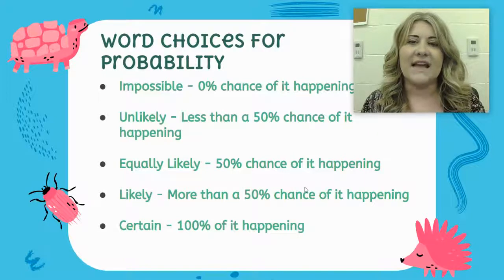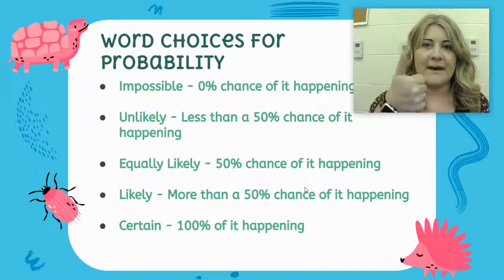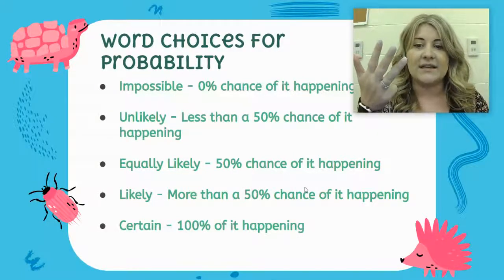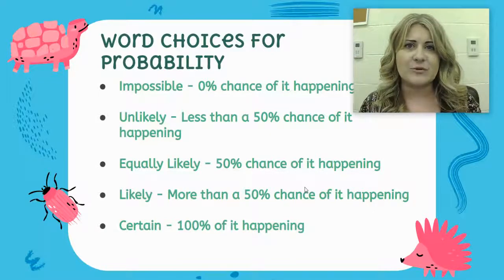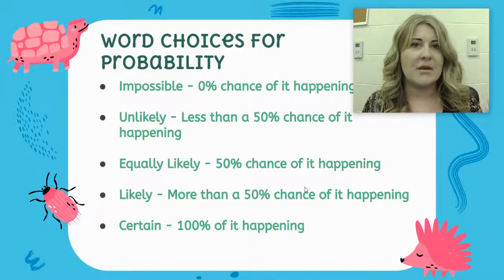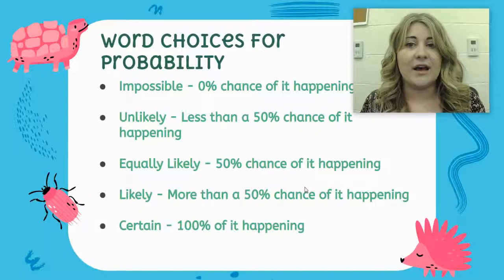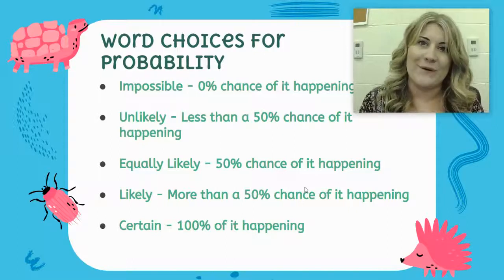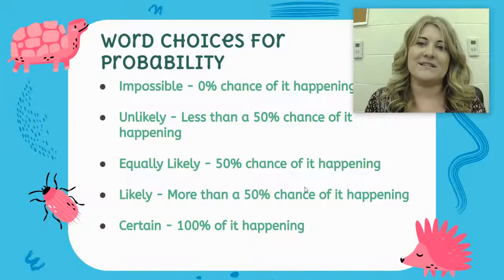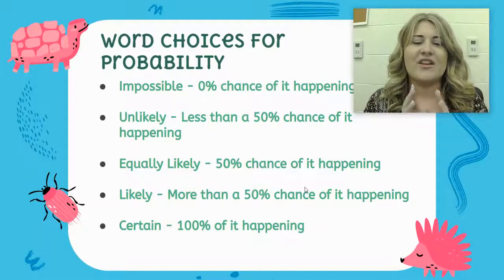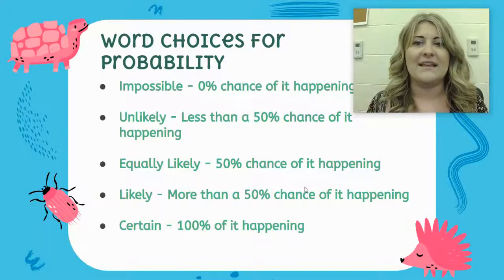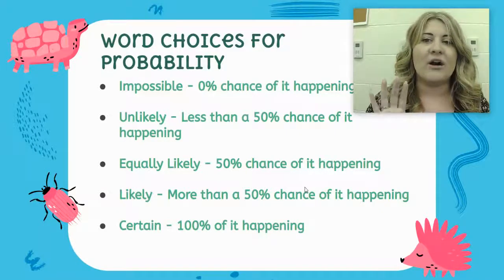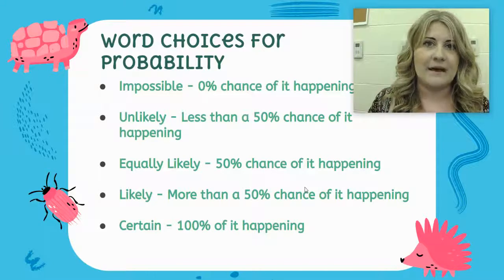We also looked at these 5 different words. We have impossible, unlikely, equally likely, likely, and certain. Impossible means it's not going to happen. It's just not. The possibility of your phone turning on and sucking you inside an Among Us game, that's impossible. That's not going to happen. It's a 0% chance. So something that is far-fetched, something that's just not going to happen is impossible. There are very few things that are truly impossible, okay?